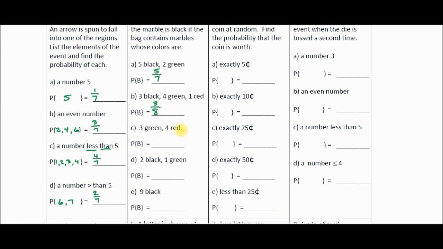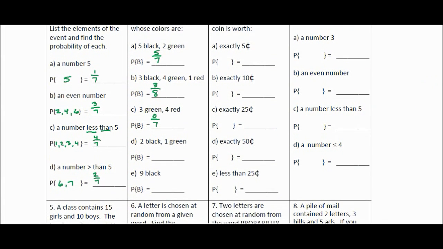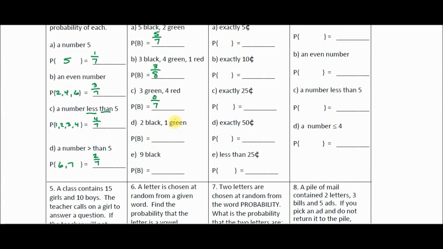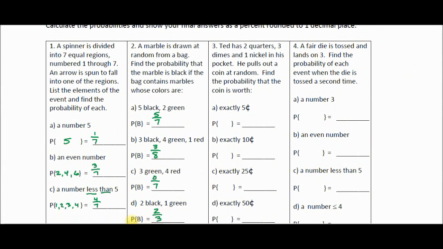How about 3 green and 4 red? Well, how many black marbles are in the bag, class? There are none. That means 0 out of 7. Letter D. 2 black and 1 green. 2 marbles will make me happy over 3 total marbles. And then the last one, what if all the marbles in the bag are black? Well, that means 9 of them will make me happy, and there are 9 in the bag. Question number 3.